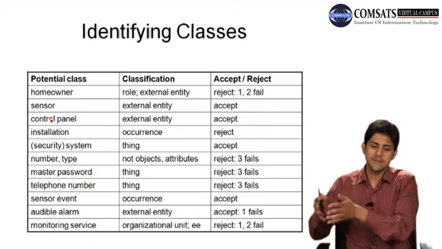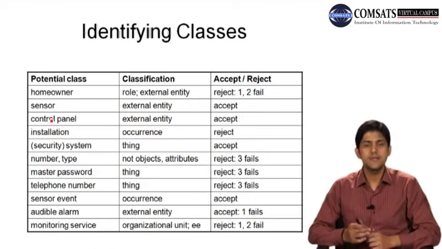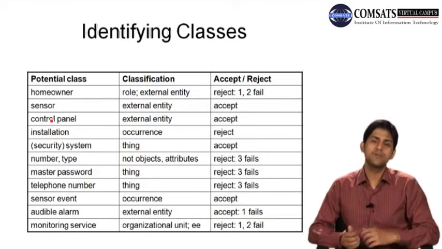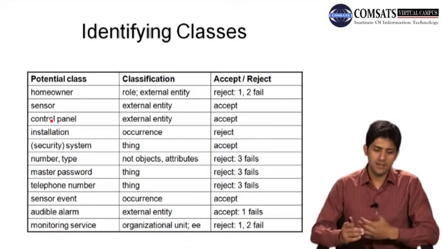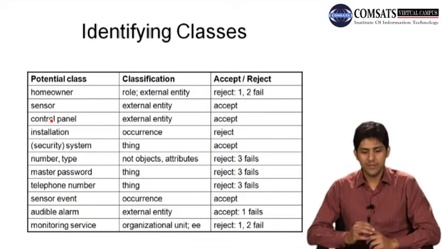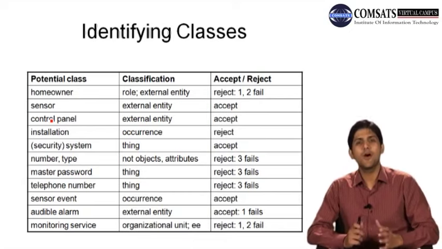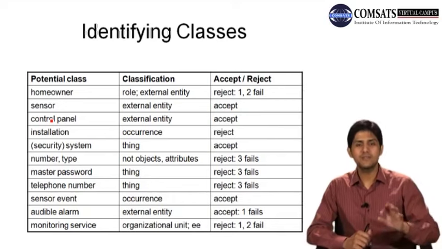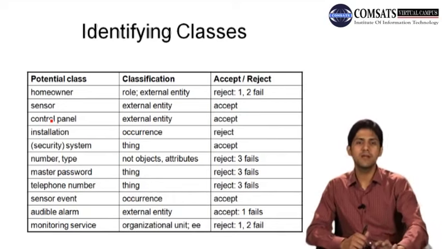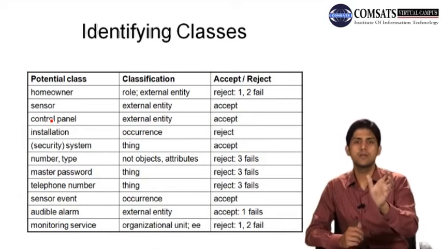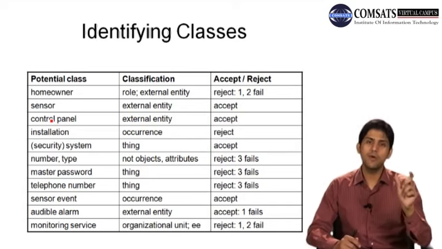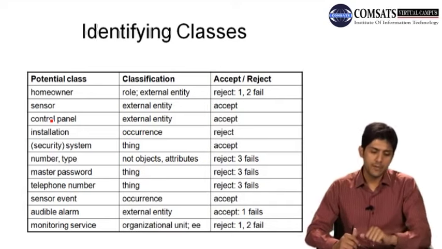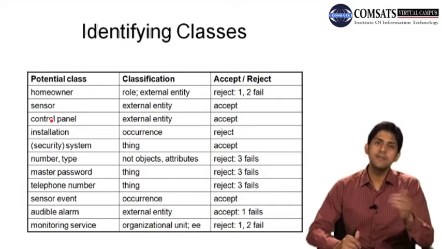Similarly, control panel is an external entity. Then installation is an occurrence, because you will only install it once. Then you have security system, that is a thing. And the number and type are basically attributes, they are not objects. Although they are nouns, you can straight away reject them because they are just one thing. This is very important: when you categorize them, you often understand that this will not be my class.